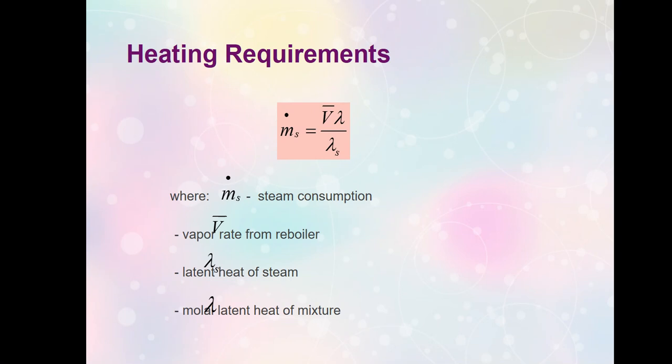Now, in terms of heating requirement, these are actually equations that you can use for problems in terms of steam requirement or steam consumption, where the reboiler uses steam to convert the liquid that goes down into vapor. And this is your formula for finding the steam consumption. The V bar is the vapor rate from the reboiler. The lambda S is the latent heat of steam, and the lambda is the molar latent heat of the mixture. The heating requirement, and that's your steam requirement.